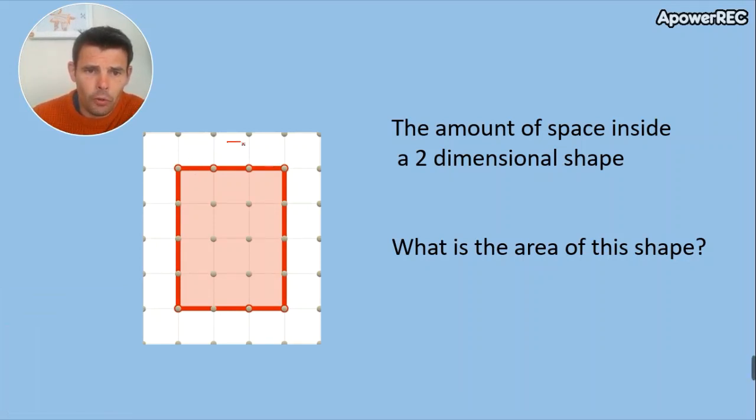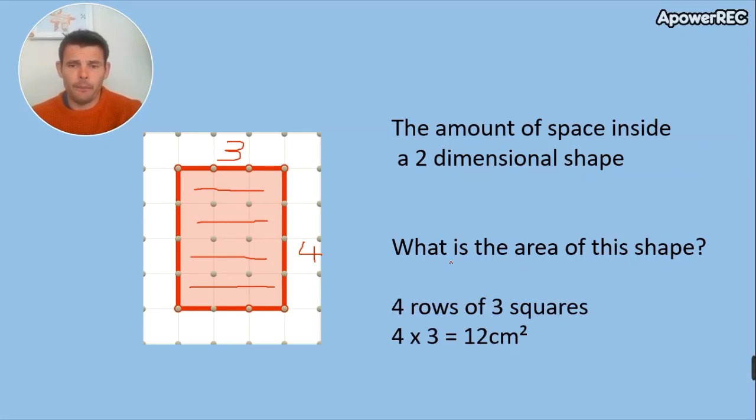1, 2, 3, and 1, 2, 3, 4. So we have got here 4 rows of 3 blocks. 1 row of 3, 2 rows of 3, 3 rows of 3, 4 rows of 3. 4 rows of 3 squares means that we have got 4 times 3, we've got 12 centimetres squared. And we use this term as our unit of measurement, centimetres squared, because it's 12 of these square blocks.